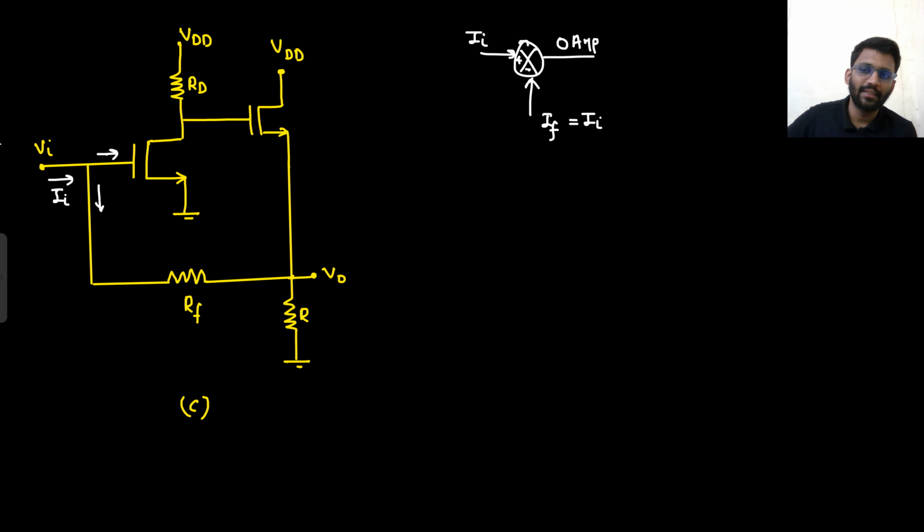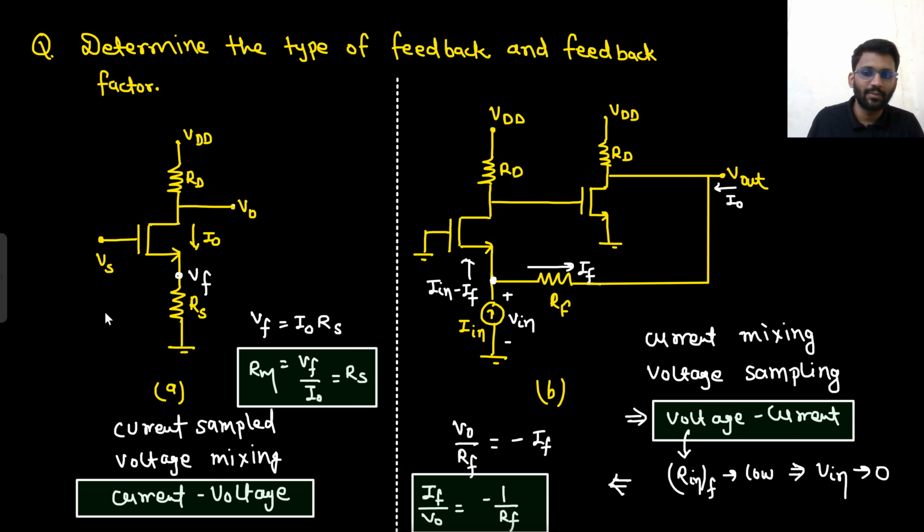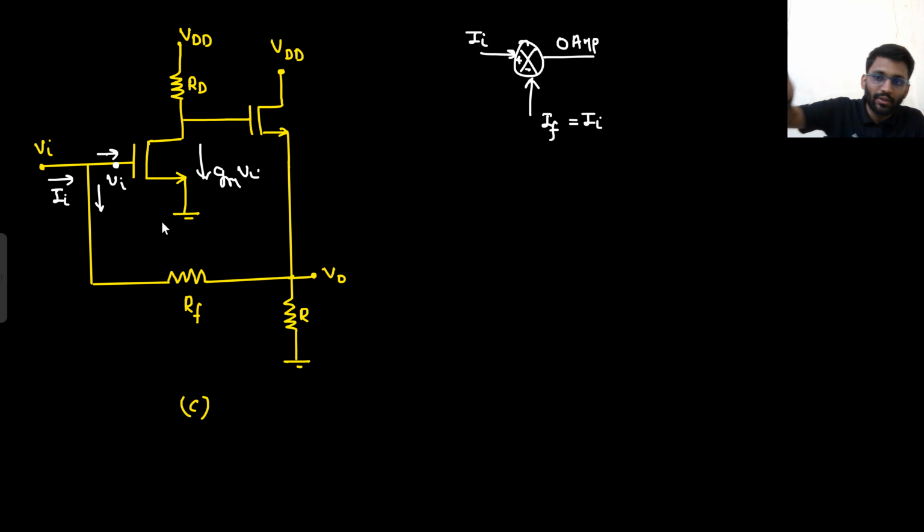And if you see the voltage, this is the Vin voltage, no? So this Vin voltage is directly going towards the amplifier. So there is certainly no voltage mixing. Voltage is not mixed, voltage is directly going. Here voltage was mixed, it was not directly going. Voltage was Vs minus Vf. Here the voltage is directly going, Vin, direct voltage is there. So there is no voltage mixing.